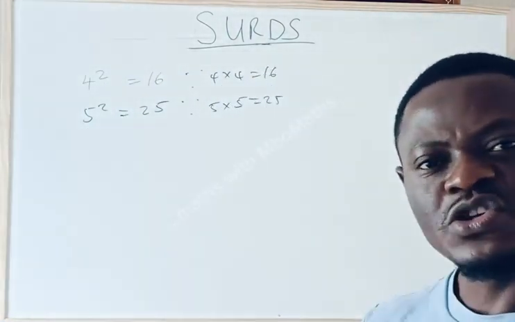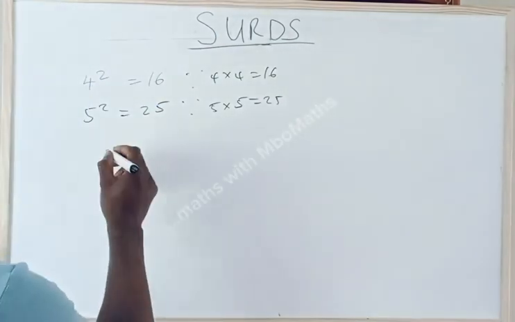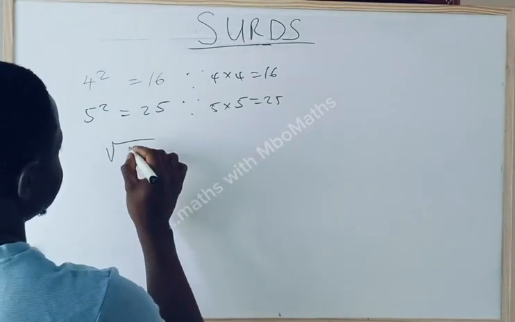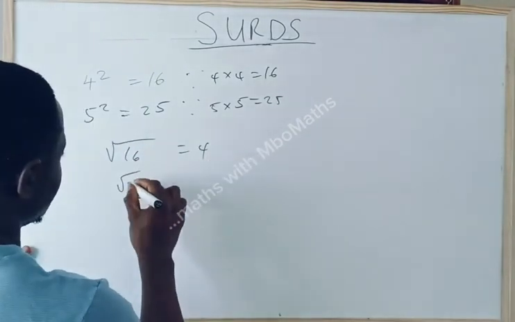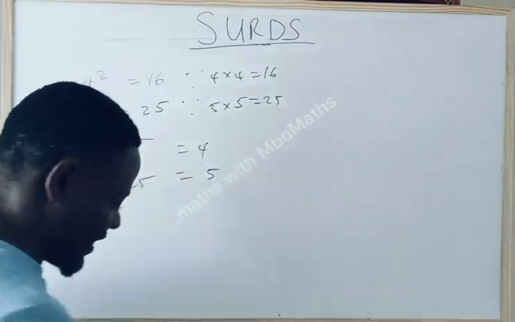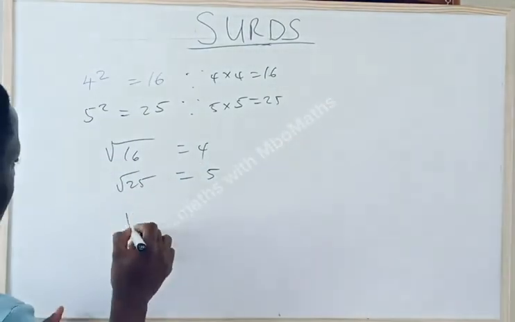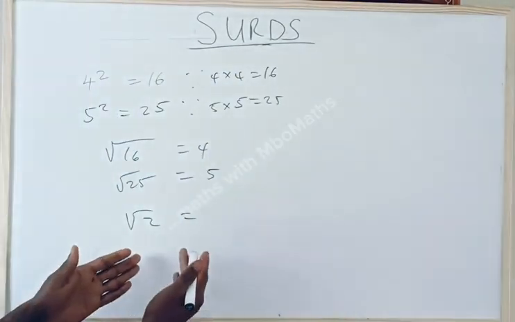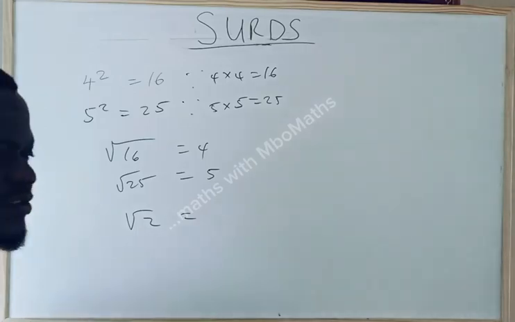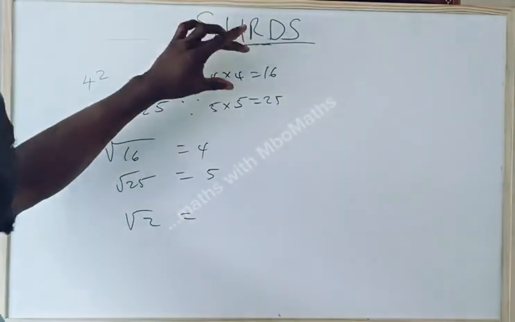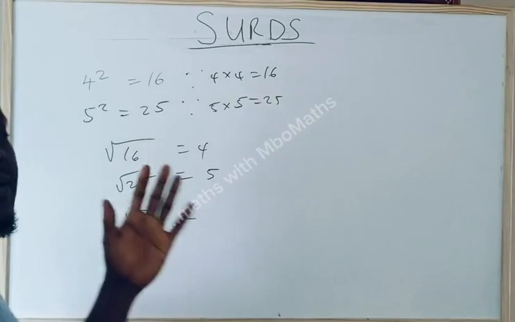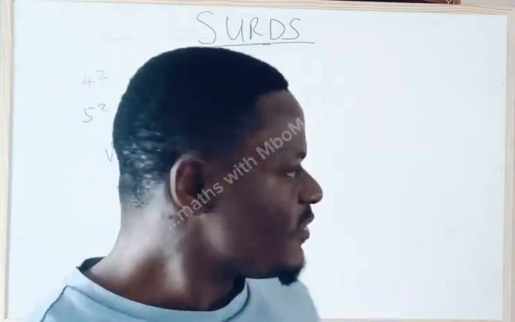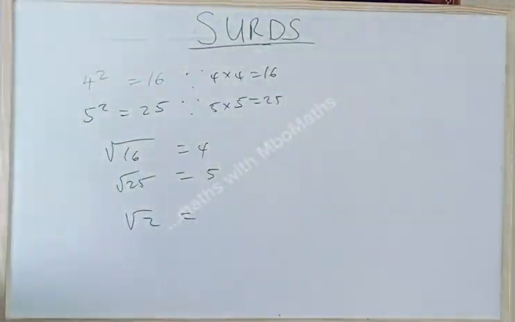So we use a notation, which we call the square root, such that the square root of 16 gives us 4 and the square root of 25 gives us 5, right? That said, what about the square root of 2? You agree with me now that the square root of 2 cannot give us a perfect number. You and I know that both 16 and 25 are rational numbers because their square roots give us a perfect number.